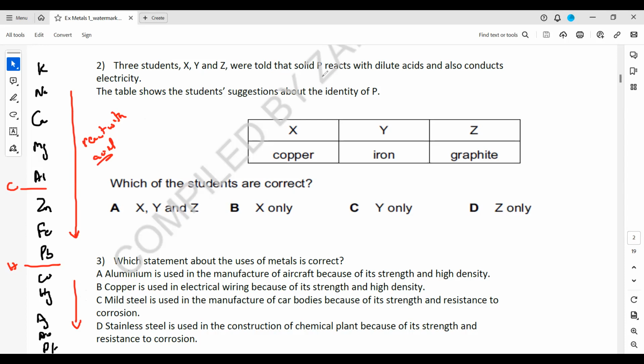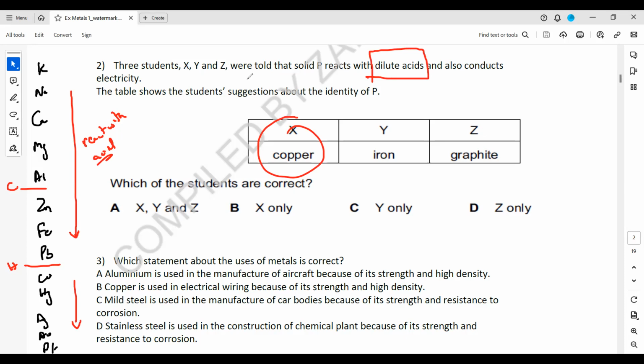So the student was told that it can react with dilute acid. Dilute acid, copper cannot react. Mercury can, so it cannot be copper. Then what about Z? It's carbon.